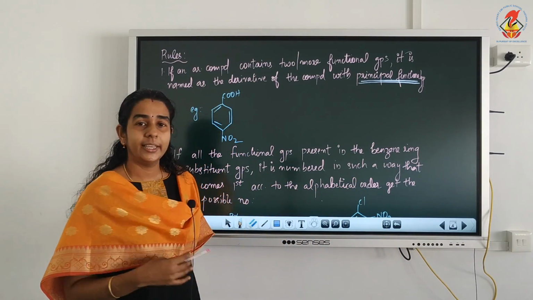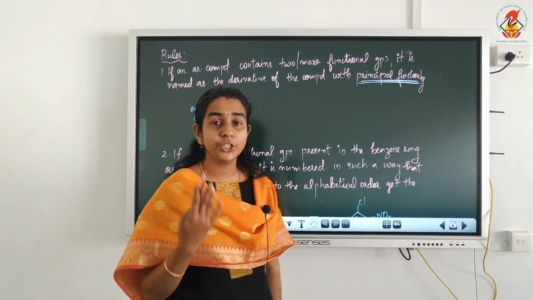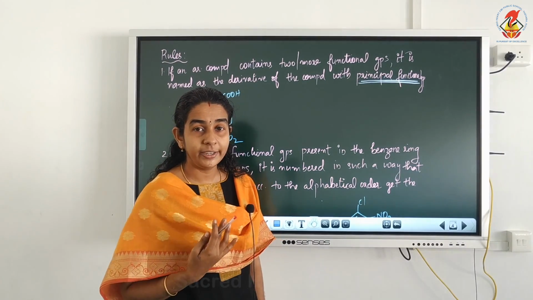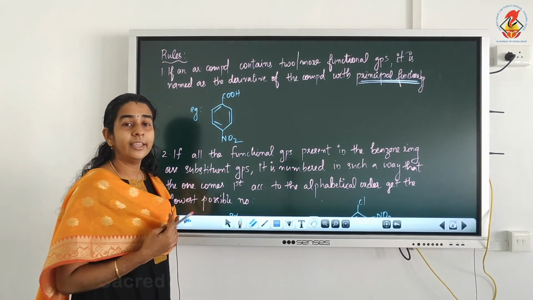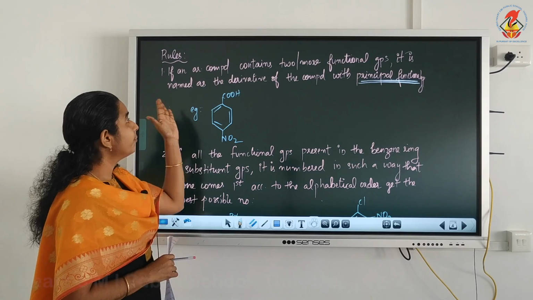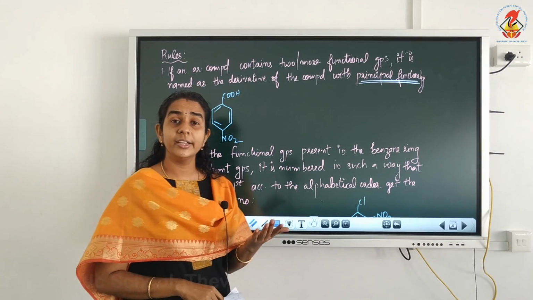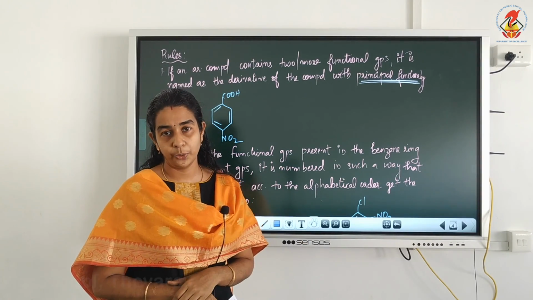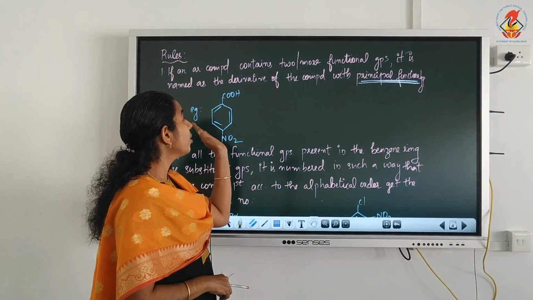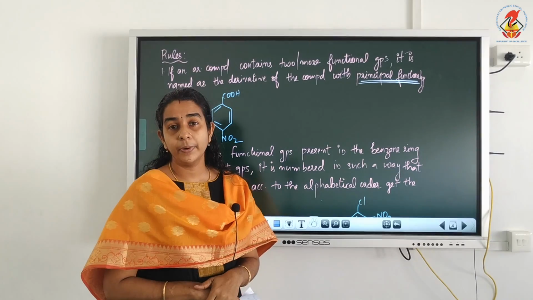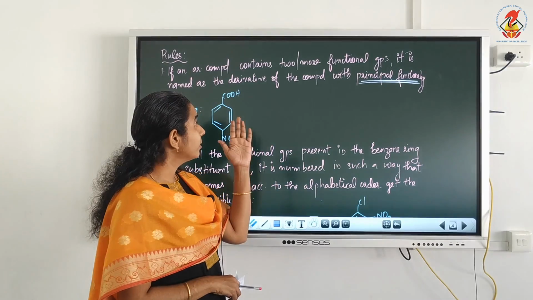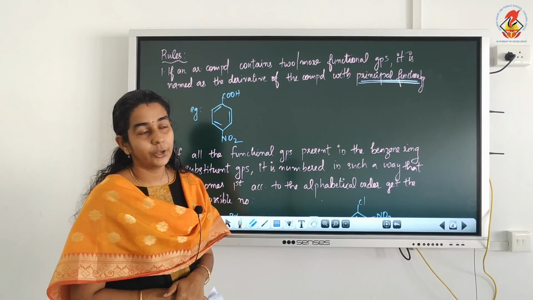Now we will see what are the additional rules or additional points that we have to remember when we do the naming of an aromatic ring or compounds containing a benzene ring. So for example, first one, if an aromatic compound contains more than one functional group, the compound will be named as a derivative of the compound with the principal functional group.